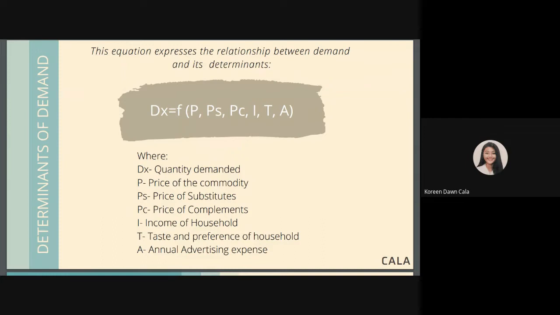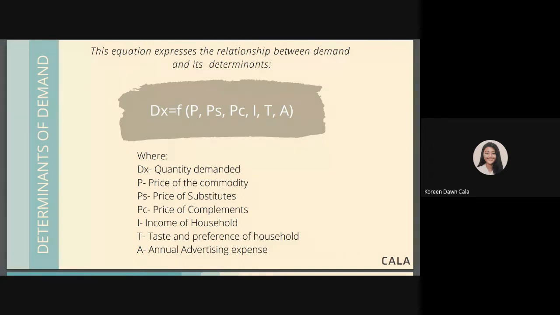For the next determinant, we have the income of the household or income of the buyers. It follows that when the income of the household increases, so will the quantity of goods demanded. Fifth are the tastes and preferences of the households. As the public's desires and preference for a certain product or service change, so does its quantity demanded. Last but not the least is the amount spent annually on advertisements of the product and sales promotion. When a product or service is advertised and promoted well, the more likely will its demand increase.